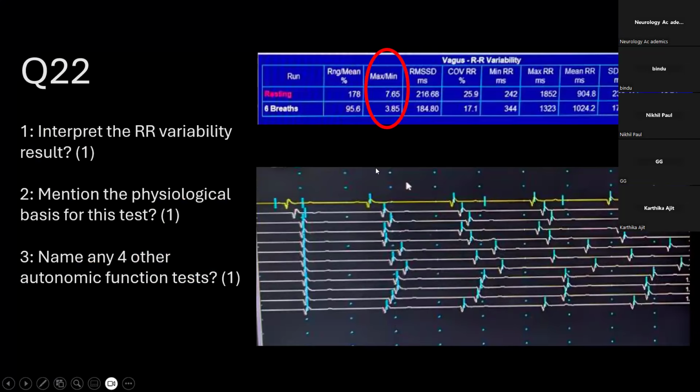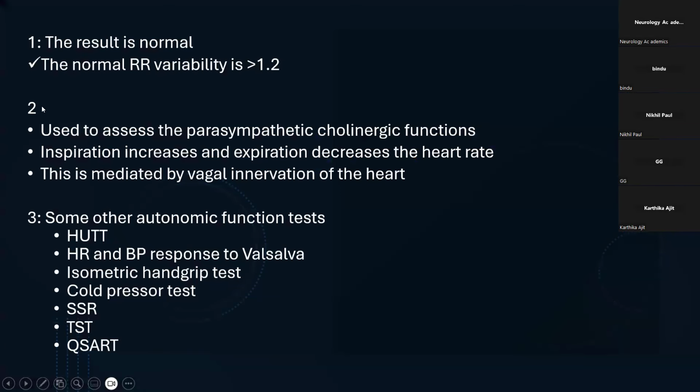Interpret the RR variability. You can see the maximum and minimum ratio. Here the test is normal. The normal RR variability is more than 1.2. Any value below this is abnormal. And this RR variability is used to assess the parasympathetic cholinergic function. Inspiration increases and expiration decreases the heart rate. This is mediated by vagal innervation of the heart.